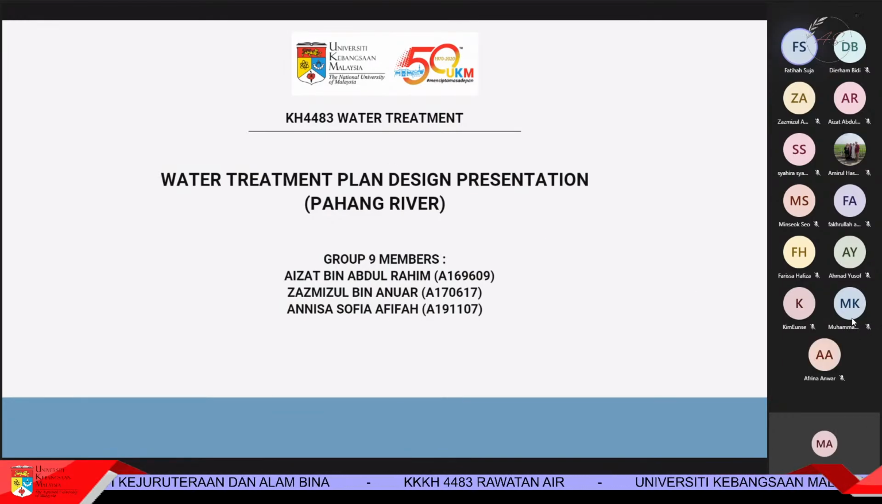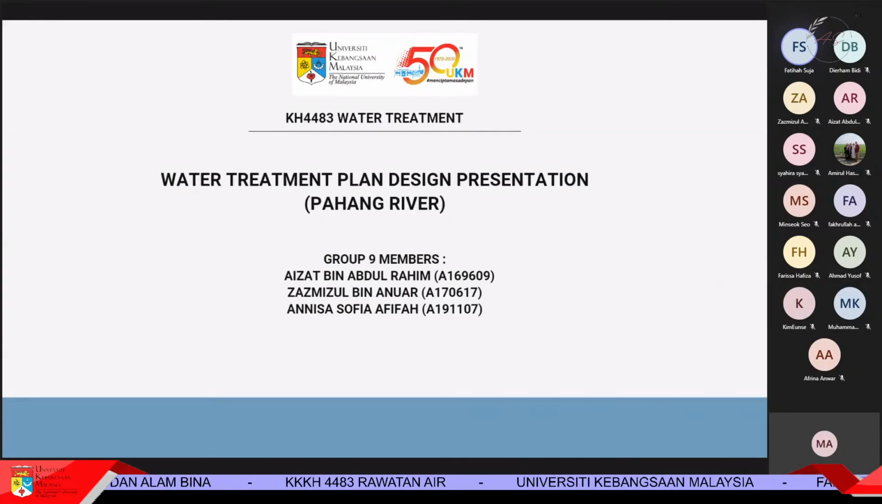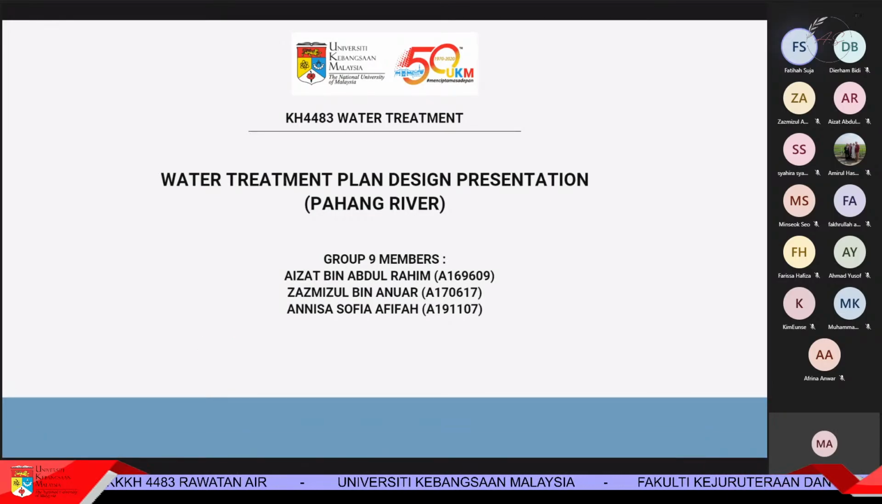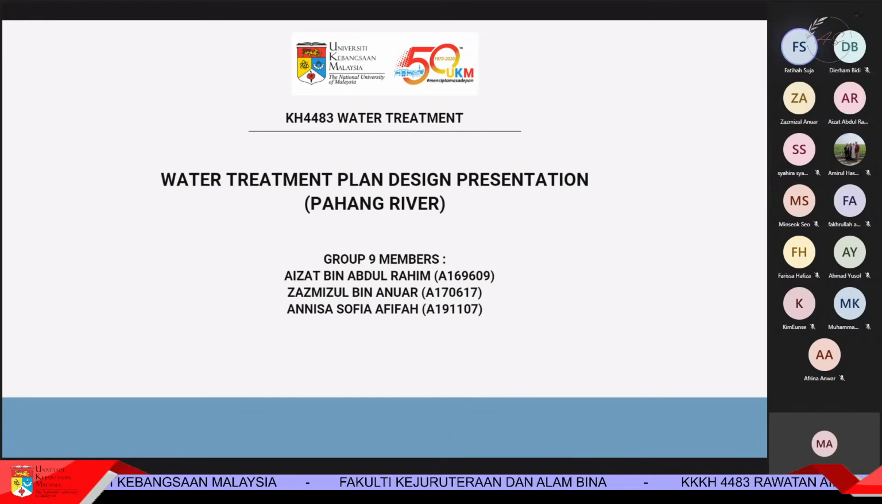Group 9, do you have the same location with group 4, group 5, Kuantan River? You are doing Pahang River? Our locality target area is around, Prof. So it's different. Okay, you can start now.